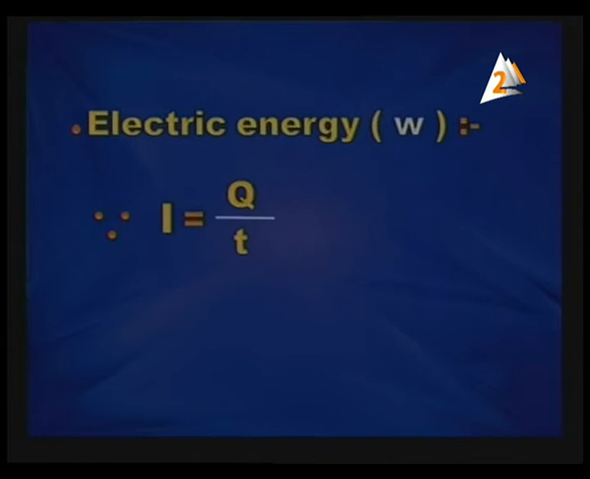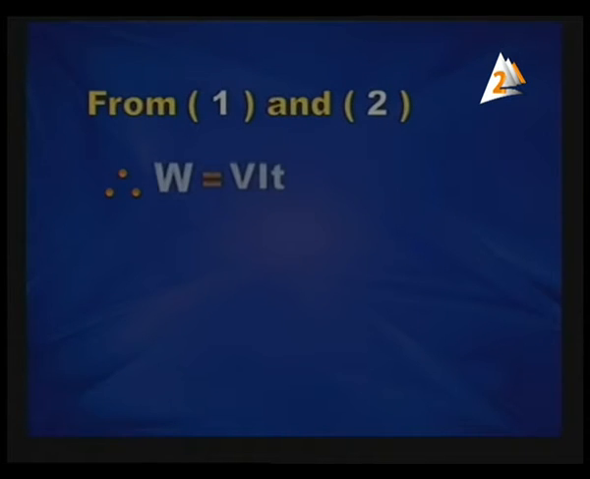And from current intensity, I is equal to Q over T. So Q is equal to the product of current intensity and time. From equation 1 and 2, by equating both of them, we can say the electrical energy is equal to VIT. V is the potential difference, I is current intensity, T is the time. W is the energy, and it is measured in joules.